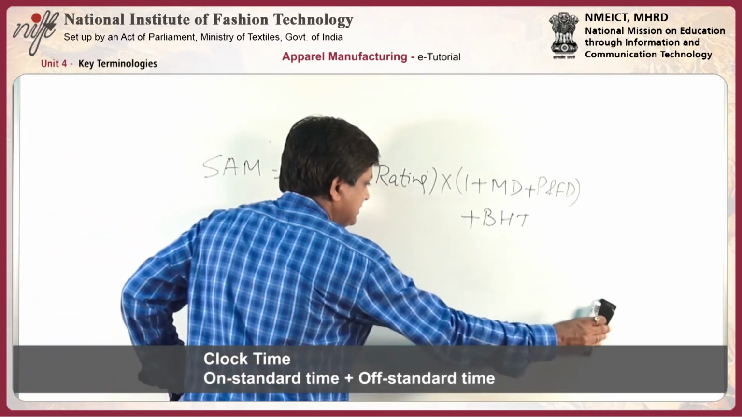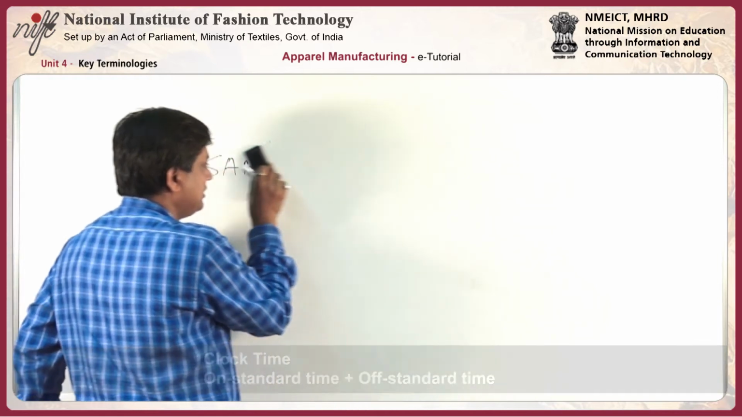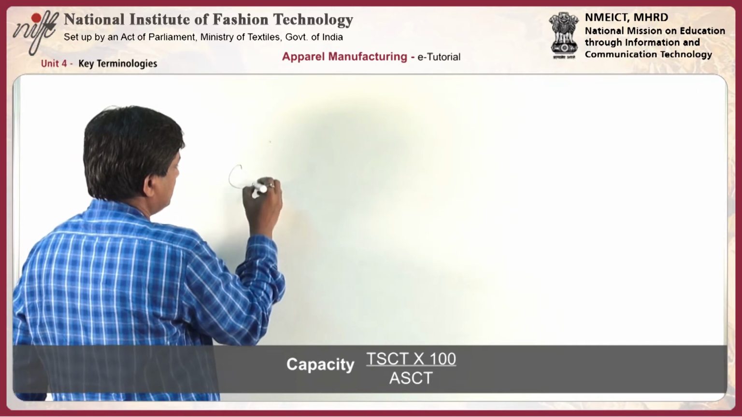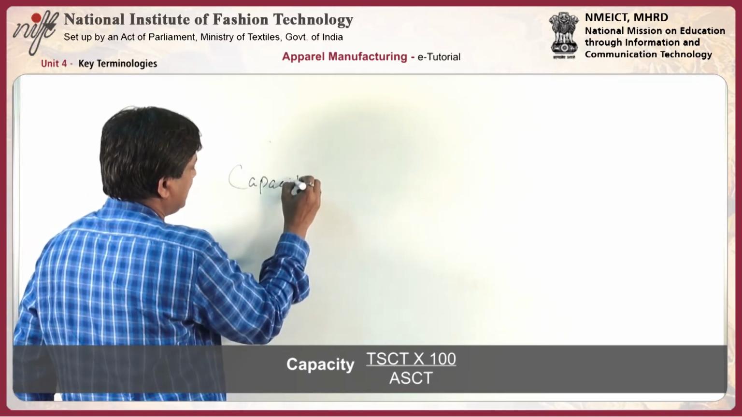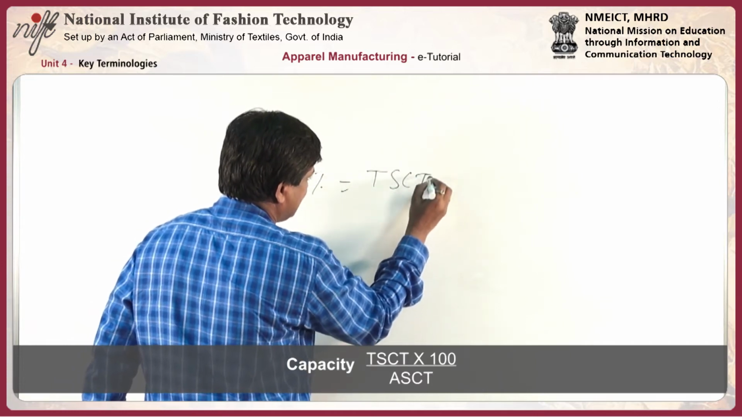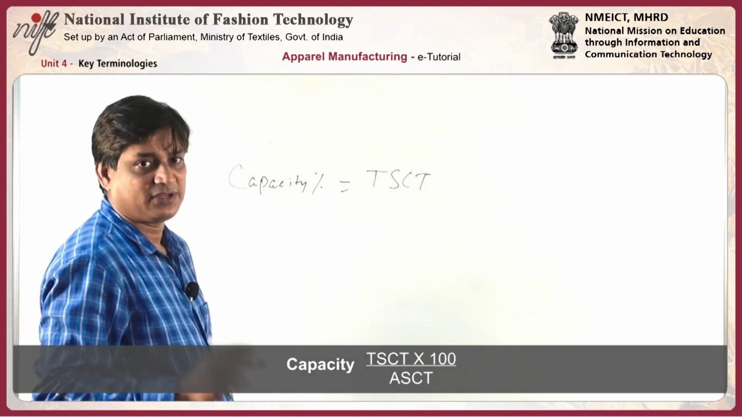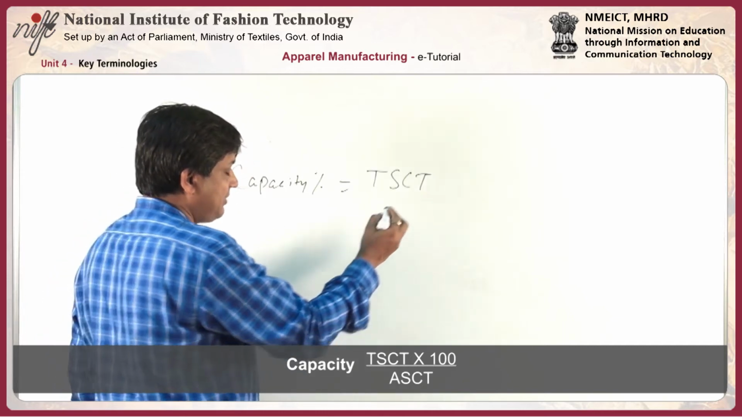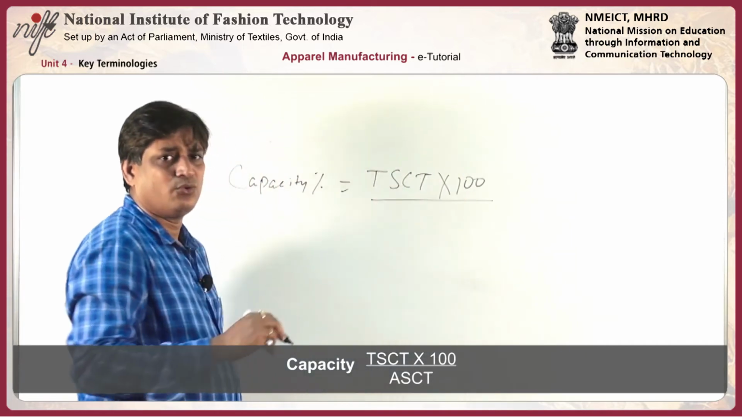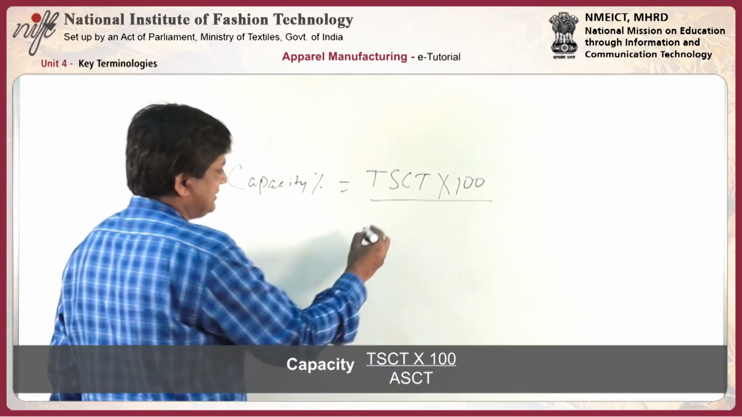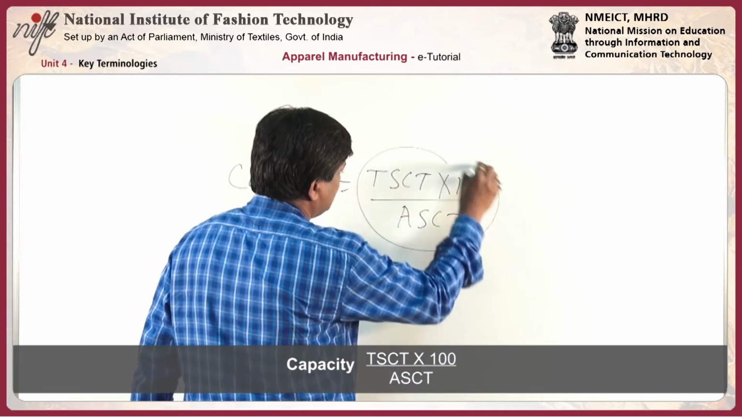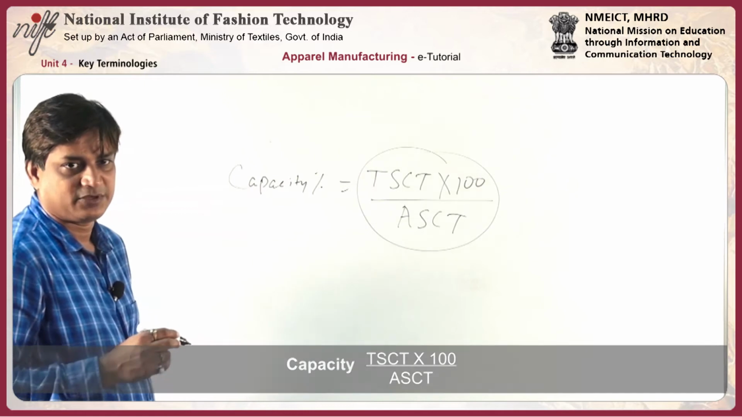Then we have discussed the capacity percentage. To find out the capacity percentage, we have the formula: TSCT, the target single cycle time, multiplied by 100, and the whole divided by ASCT. So this is basically the capacity percentage.